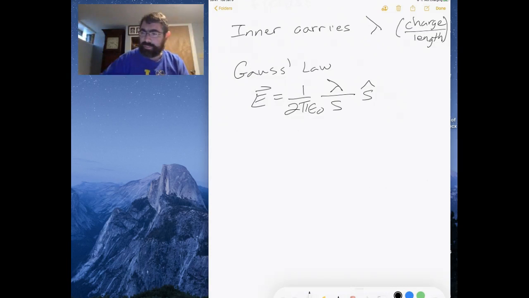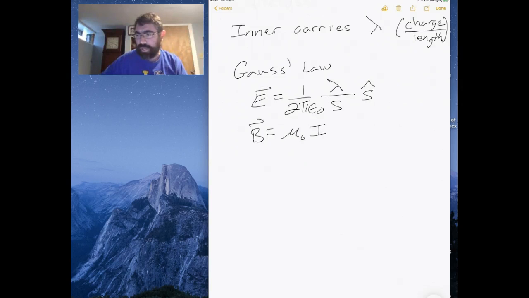The magnetic field is mu naught I divided by 2 pi s. Again, I get that from Ampere's law, only considering a loop that's surrounding the inner cylinder, and the directionality of it is going to be tangential to that Amperian loop. So it's going to be in the phi direction.